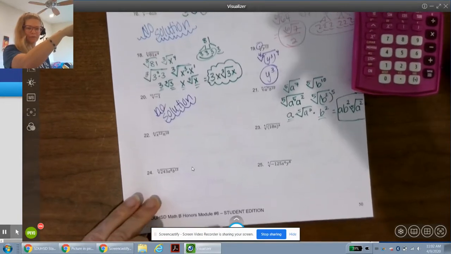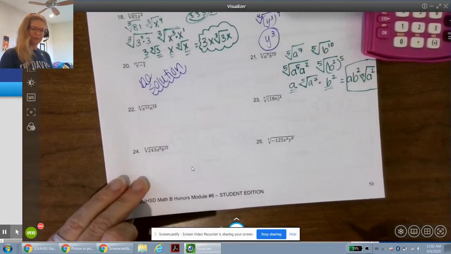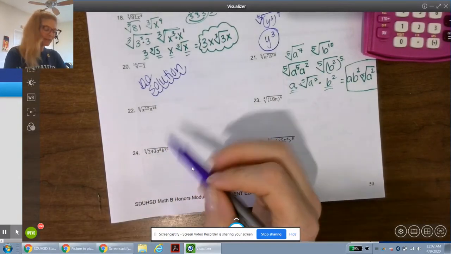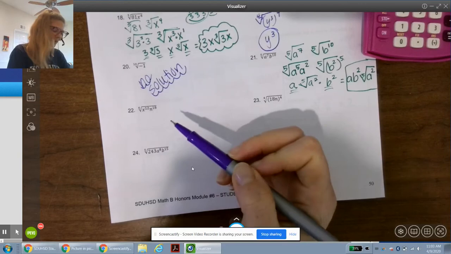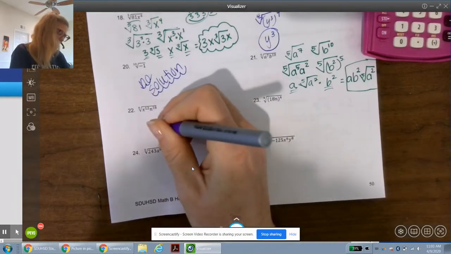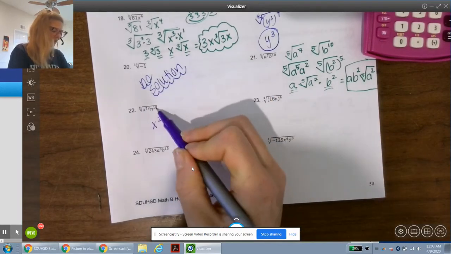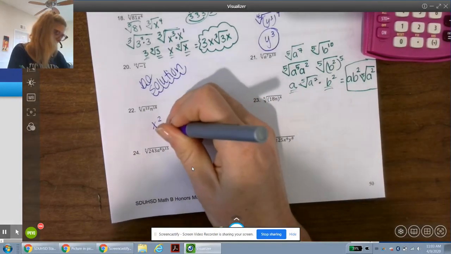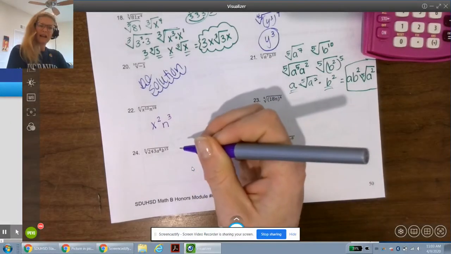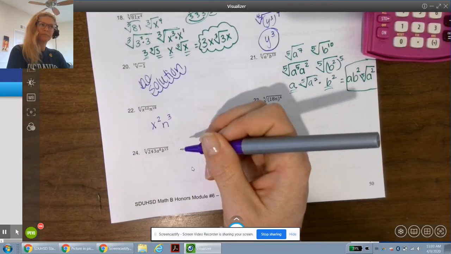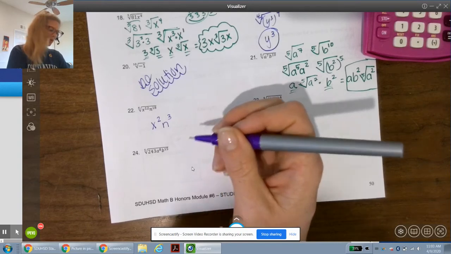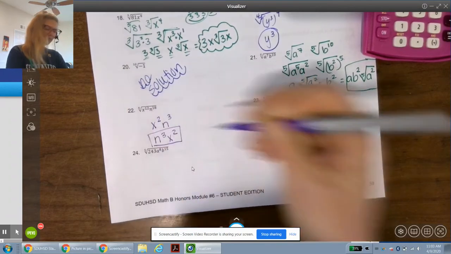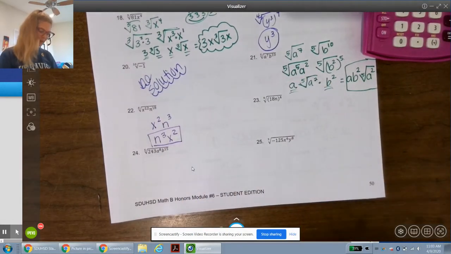6th root x to the 12th, n to the 18th. Well, I think we got this by now. That 12 divided by 6 is 2, so pull out x to the 12th, it becomes x to the 2nd. And 18 divided by 6 is 3, so pull out n to the 18th, and it's going to become n to the 3rd. Is that in alphabetical order? No, it's not. So we should probably write it as n to the 3rd, x to the 2nd. Just to communicate most clearly.